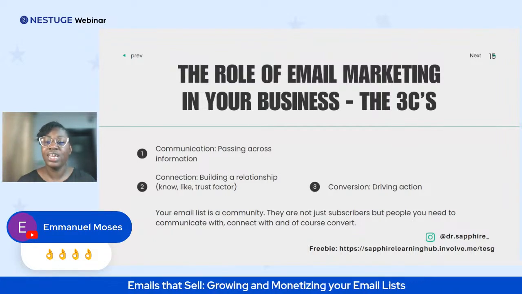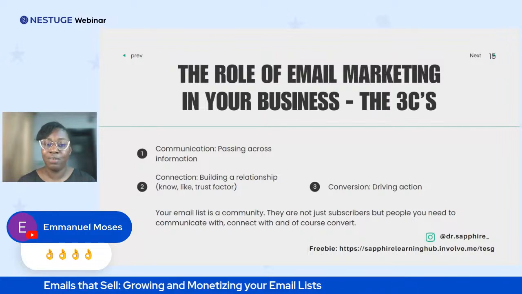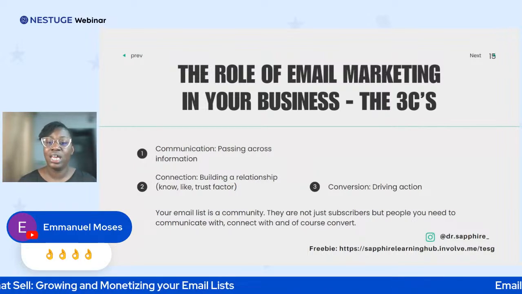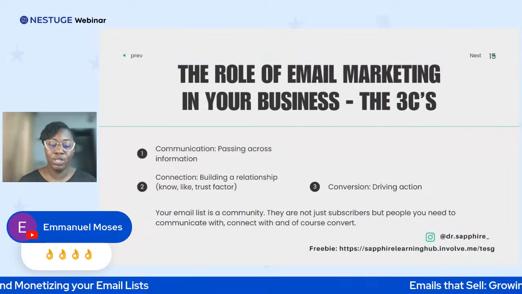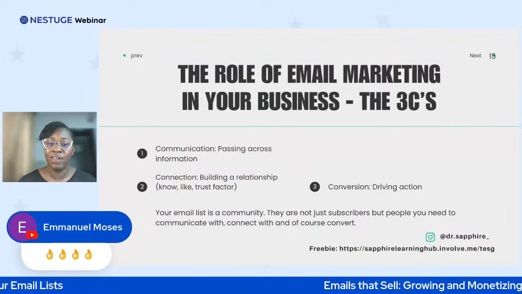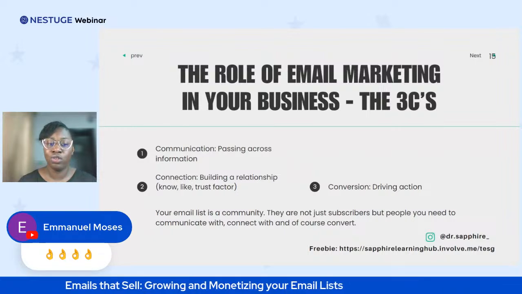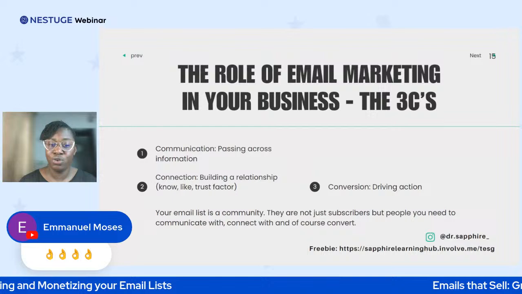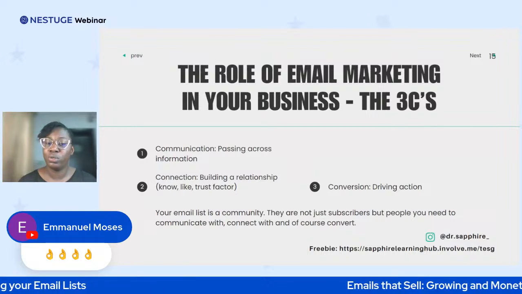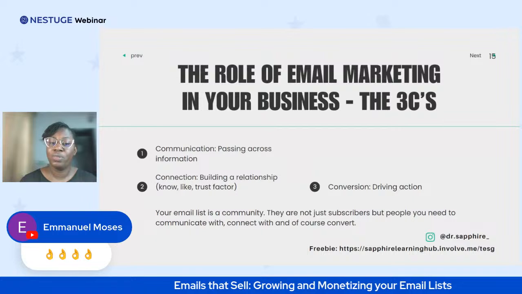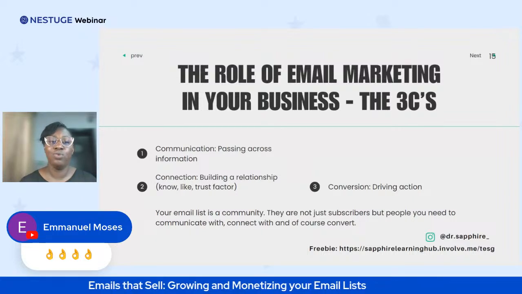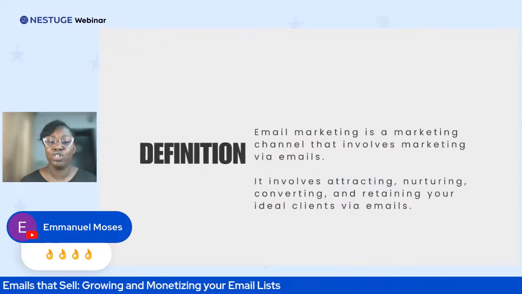And number three, which is the one that a lot of business people are interested in, is conversion, driving action. But for us to get to number three, we need to establish number one and number two. You need to understand that your email list is a community, and these people are not just subscribers, but actual human beings who need to communicate. So you need to communicate with them, connect with them, and of course, convert. This is why you want people to reply to your emails, and when they do, you want to respond to them.